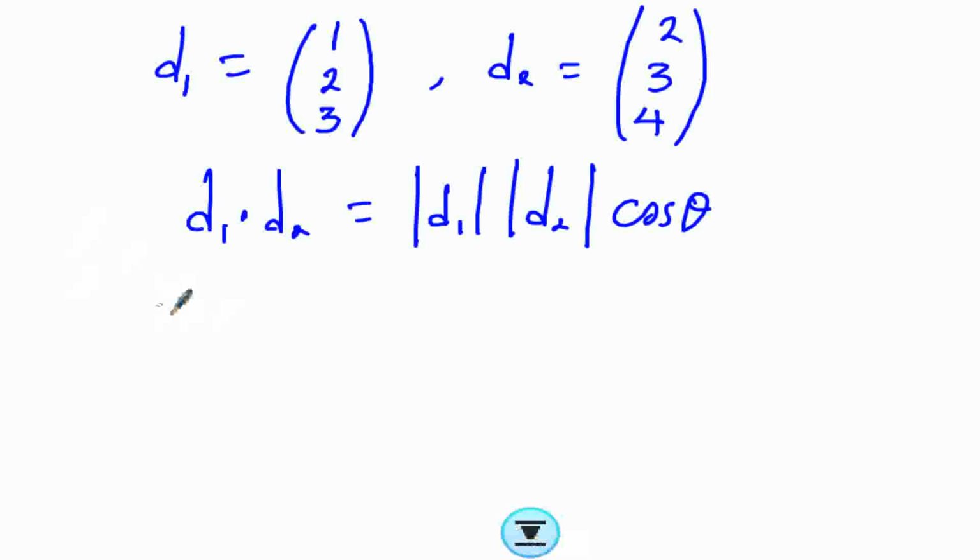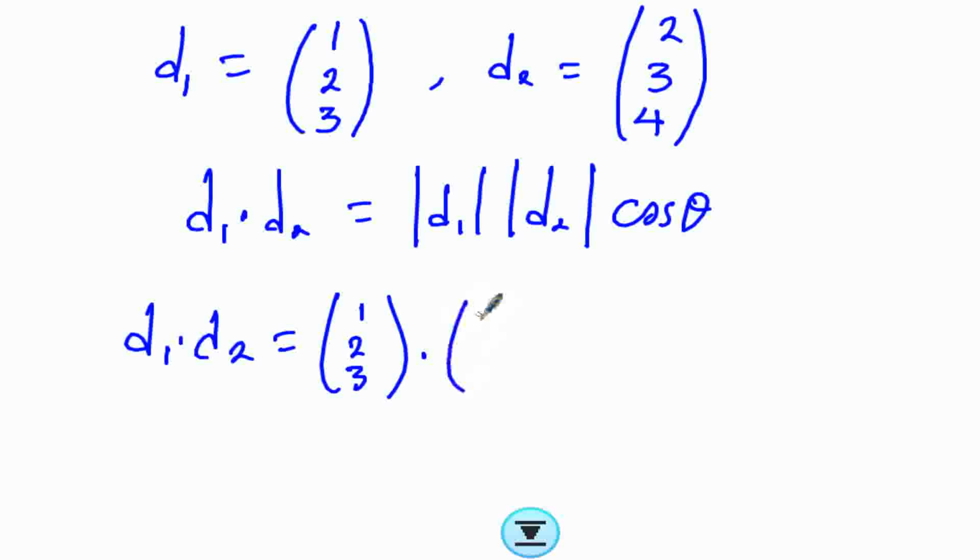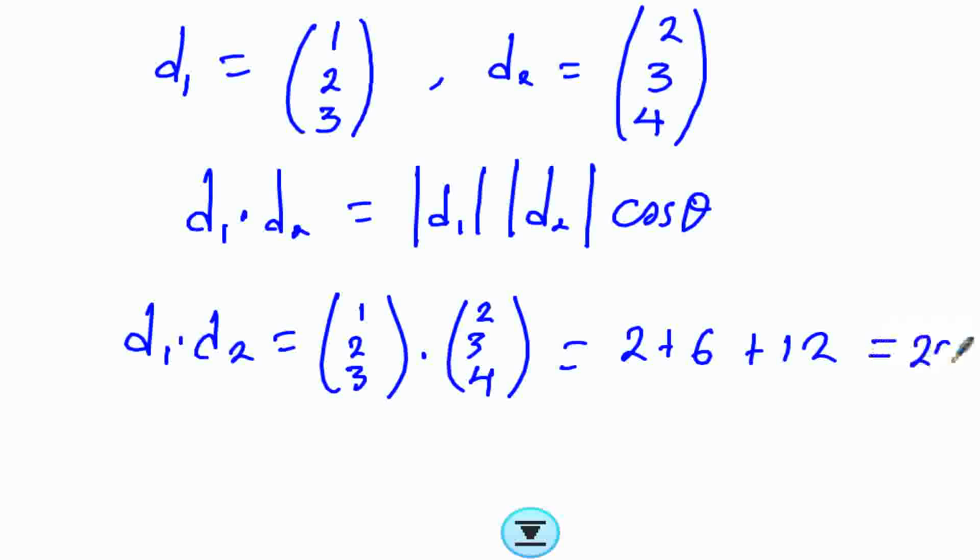Okay, let's start with the dot product of these two. So d1 dot d2 equals 1, 2, 3 dot 2, 3, 4. When I dot this, 1 times 2 gives us 2, plus 2 times 3 gives us 6, plus 3 times 4 gives us 12. Adding these, it will equal 20. So that is the dot of d1 and d2.